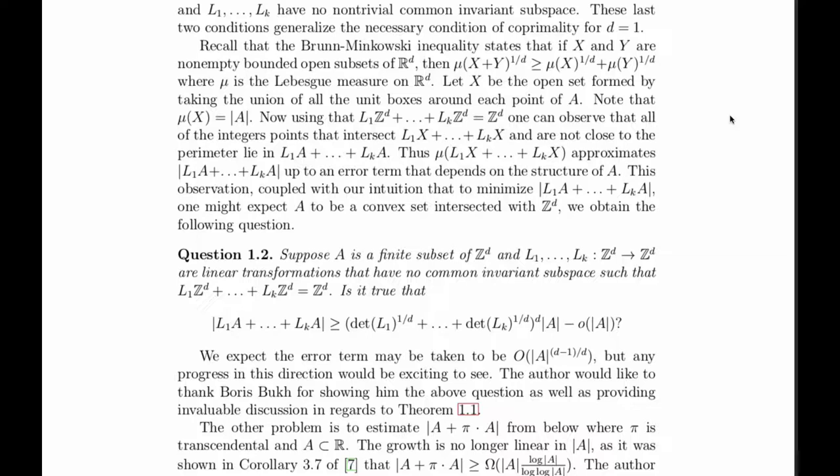The simplest case that I don't know how to solve would be A plus LA, where A is a subset of the two-dimensional integer lattice. So basically, A is a subset of an integer grid in two-dimensional space. And now you take A plus LA, and you can take L to be rotation by pi over 4. So basically, you just take A, and then you take the Minkowski sum of it with its rotation by pi over 4. Now, the conjecture is that this set is at least 4 times the size of A minus little o of A. And I currently have no idea how to prove that.